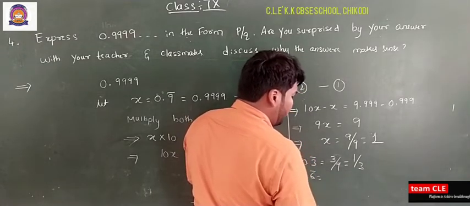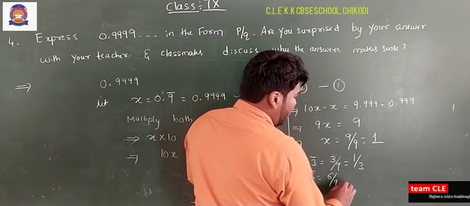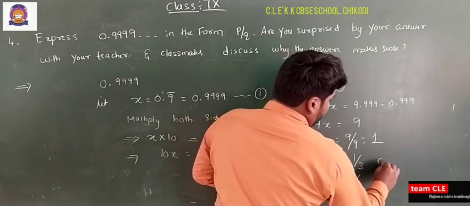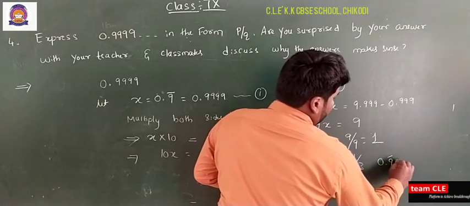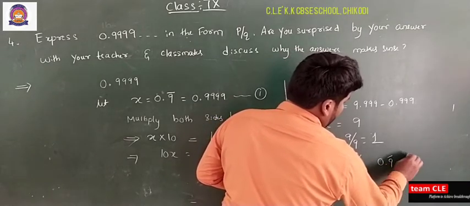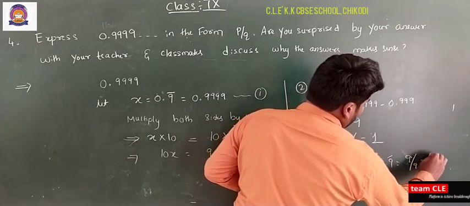So when you solve 0.6 bar, you get 6 by 9. Again, the answer you got is 2 by 3. Now you have solved for 0.9 bar. When you solve for 0.9 bar, you get 9 by 9, that is 1. You got this as 1.